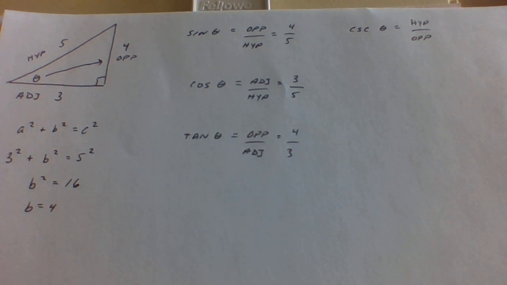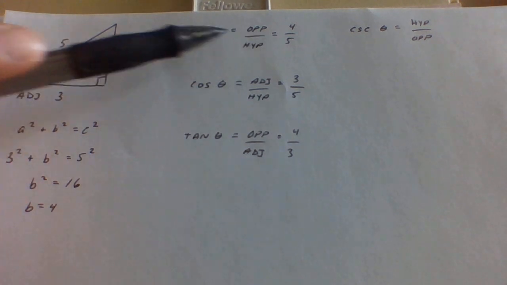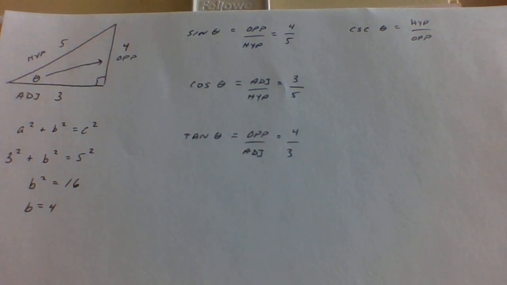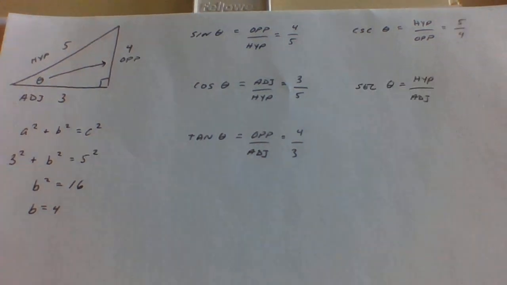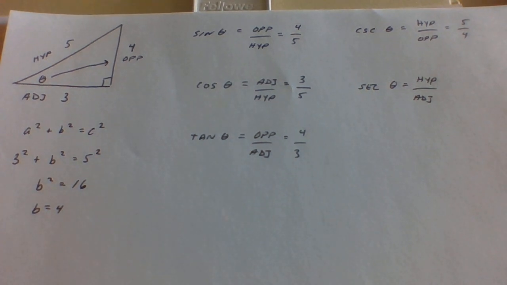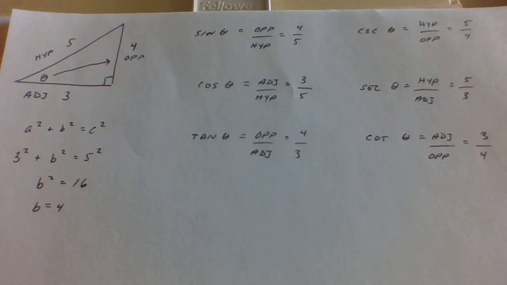Cosecant of theta is equal to our hypotenuse on top and the opposite side on the bottom. It's really just the reciprocal of our sine function, so we're going to get 5/4. Secant of theta is equal to the hypotenuse over the adjacent side, which in this case is 5/3. And our last trig function is cotangent of theta. That would be the adjacent side over the opposite side, which would give us 3/4.